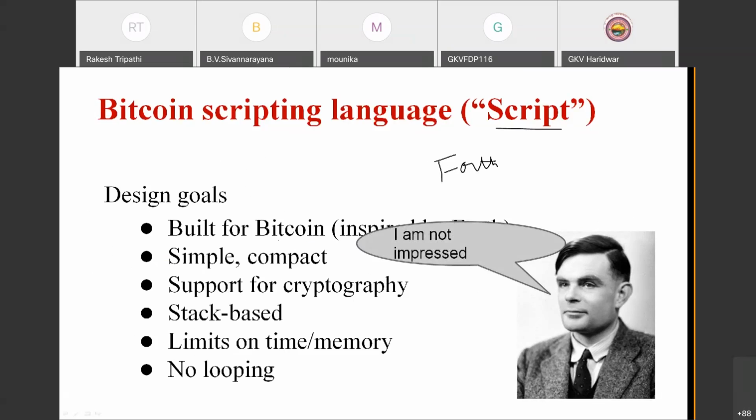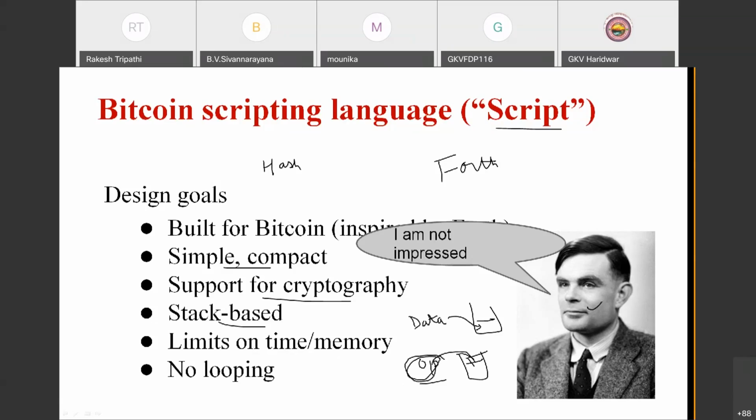There is no for loop. It is simple, compact, and it supports instructions for cryptography, with special instructions for hashing and signature verification. It is a stack-based language. What is a stack-based language? We have two kinds of instruction, either data or opcode. If the instruction is data, it is pushed onto the stack. If it is an opcode, the operation is performed on the top of the stack data. If it is a binary operation, I pop two elements from the top of the stack. If it is a unary operation, I pop only a single element.